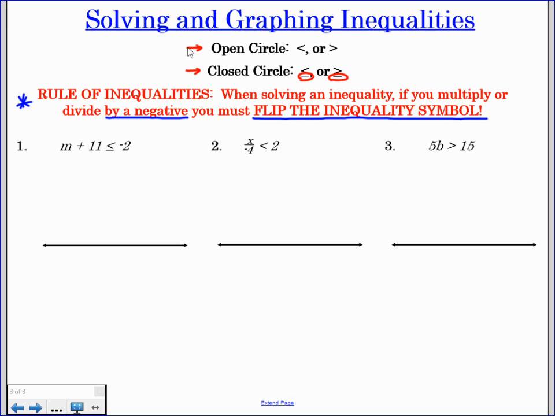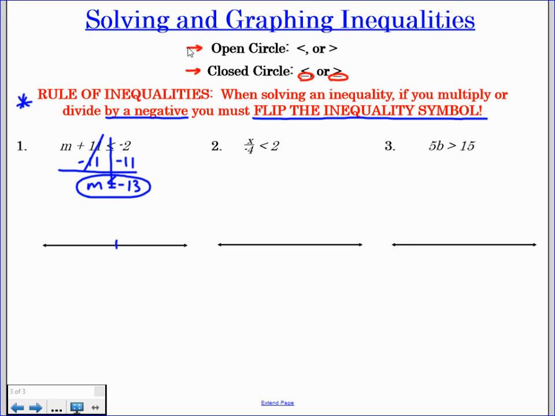So, number one, we're going to go about this just like we would an equation. Got to isolate the variable. That's the first step. If I have a plus 11 here, I need to undo the plus 11 by subtracting 11 from both sides. That's going to leave me with m on my left. It's going to leave me with negative 13 on my right. So with the inequality symbol, did I multiply or divide by a negative to get my solution? I did not. So I am going to keep the inequality symbol that I originally had. Okay, so this is my solution. That means that m can be negative 13 or it can be anything less than negative 13.